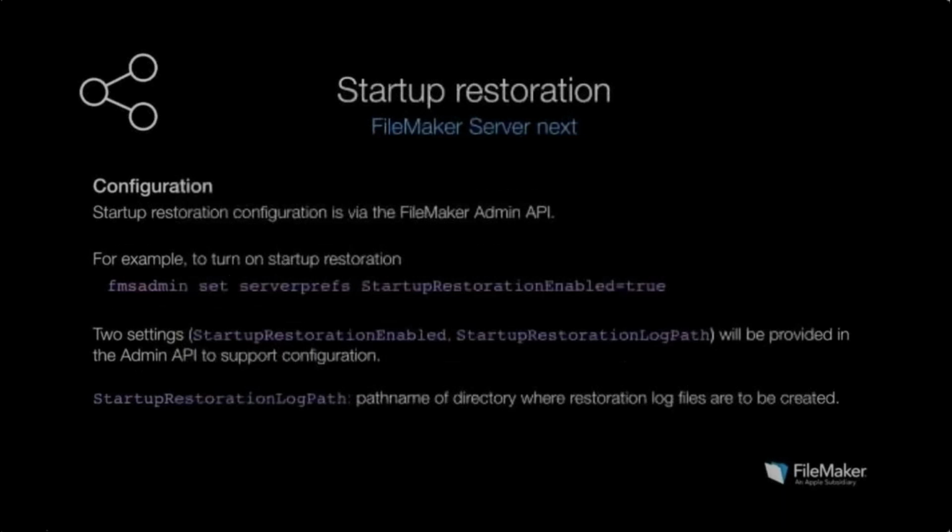So this feature will be configurable through the FileMaker Admin API. You see here an example of the syntax to use for the FileMaker Admin API to turn on the startup restoration. There are two settings. One is to enable the startup restoration, and the second is the startup restoration log path, which will provide both of those set up through the Admin API. The startup restoration log path is the path name of the directory where the restoration log will be created.